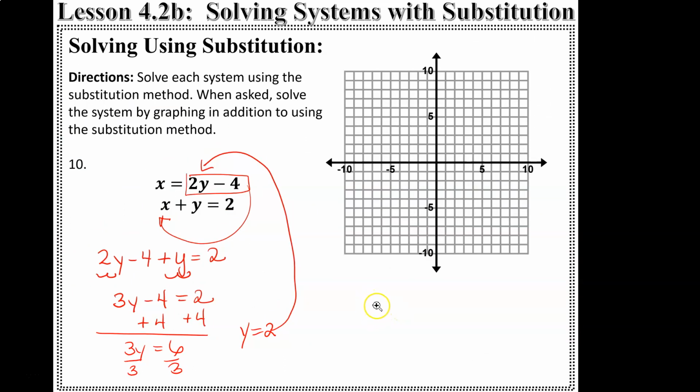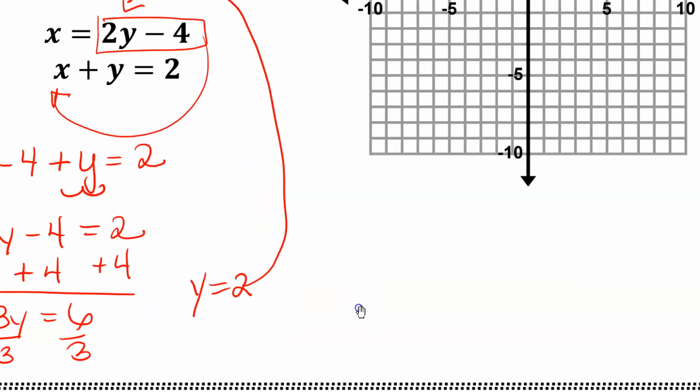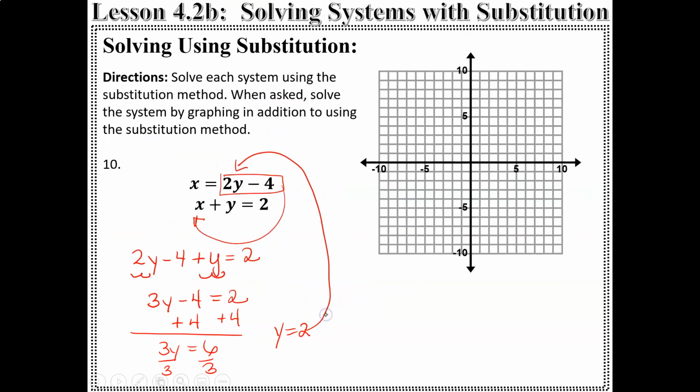So I have x equals 2, and instead of the y, I'm going to put in 2 minus 4. So I have x equals 4 minus 4. So x is 0 this time. So my answer is 0, 2. All right, let's look at the next one. We're not going to graph this.